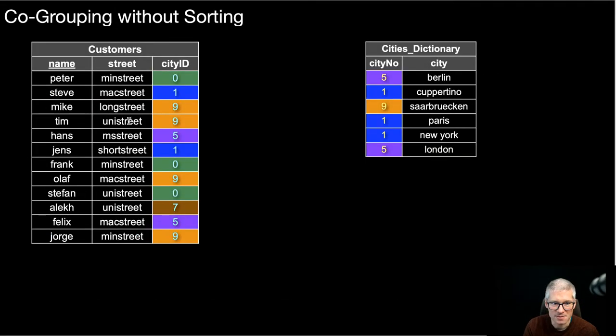Maybe I can visualize that and explain it here. Assume we wanted to group on city ID, for instance, in the customers relation. Forget about the second cities dictionary relation. Assume we want to group customers on city ID. Well, then we have as many groups as there are different numbers in the city ID column.